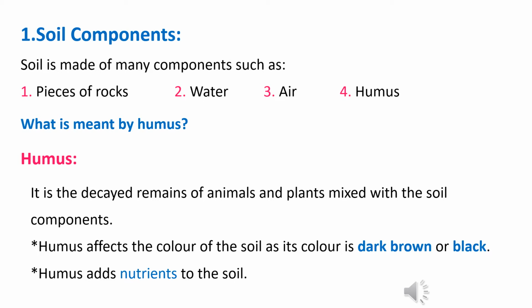The soil is made of many components such as pieces of rocks, water, air, and humus. What is meant by humus? Humus is the decayed remains of animals and plants mixed with the soil components. The humus affects the color of the soil, as its color is dark brown or black. Also, the humus adds nutrients to the soil.